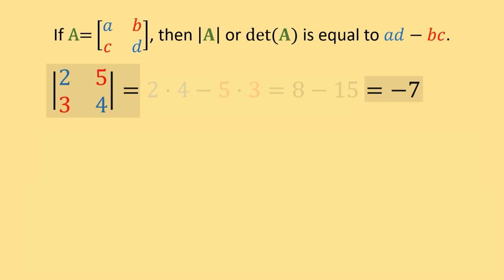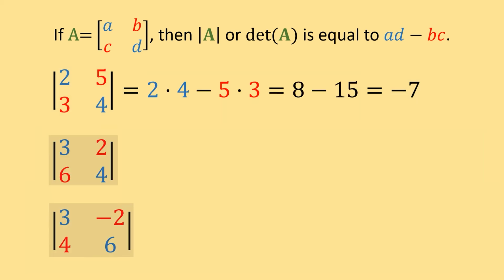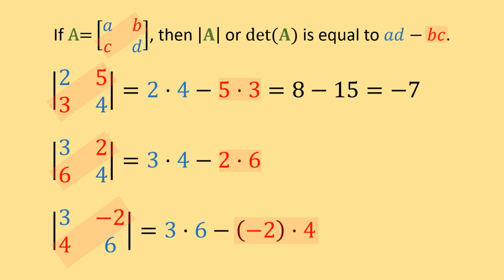Then, for any other 2 by 2 matrix where I'm taking the determinant, I could do the same thing. I take the numbers that are in positions A and D and multiply them together, and then I subtract the numbers that are in positions B and C multiplied together.